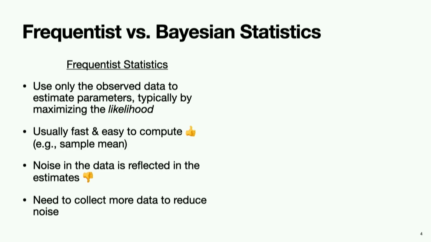Think about something like the sample mean, which couldn't be easier, right? Couldn't be more straightforward. The downside of these frequentist methods, of just using the data and not using any other information, is that any noise in the data is going to be reflected in the estimates. And there's not much we can do about that besides collecting more data, right? That's always the answer, just increase your sample size. But we all know in fMRI that's easier said than done, especially in large data sets, when we have limited scan duration per participant.